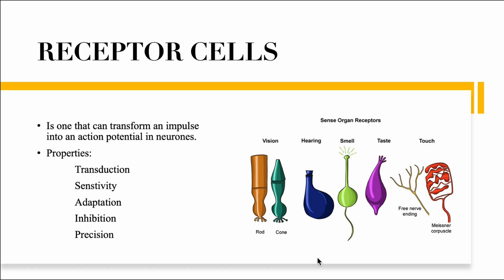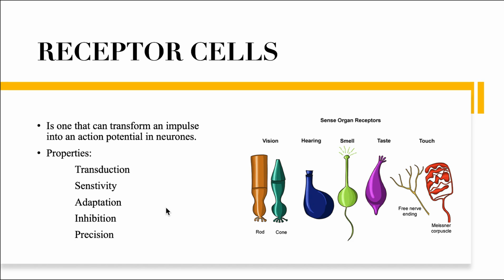Some of the properties that they have: we have transduction, sensitivity, adaptation, inhibition, and precision. In that picture, you have a few examples of sense organ receptors. We have the rods and the cones, we have hearing, then we have the smell, the olfactory lobes, we have the taste buds, we have the Meissner's corpuscles, and we shall be getting to know more. But let's talk about the properties of receptor cells.